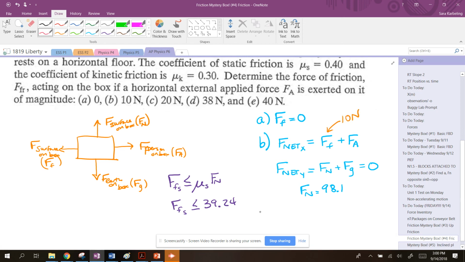How about for C? Same situation, right? Now I'm pushing with 20 newtons of force. Can I overcome my static friction force? No, because my static friction is just going to go up and up until it gets to this maximum, right? So if I push with 20, what's friction going to push back with? 20. All right, how about for D? Convenient that they said 38, right? If I push with 38 newtons of force, what's friction going to push back with? 38 newtons of force.